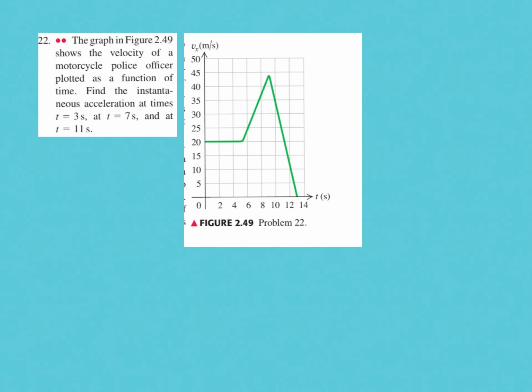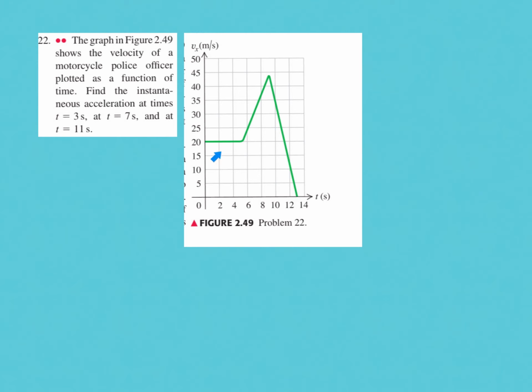Now that you have come back, let me solve this problem. This problem says that they give you a graph of velocity. The velocity is constant from 0 to 5, I think. From 5 to 10, the velocity is increasing, so the acceleration is positive. And from this point, almost t equals 9 to 13, the velocity is decreasing all the time, so the acceleration is negative. Now find the instantaneous acceleration at time t equals 3 seconds.